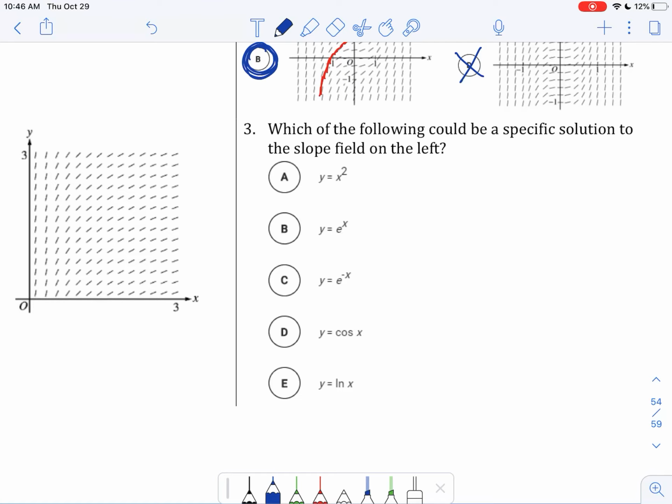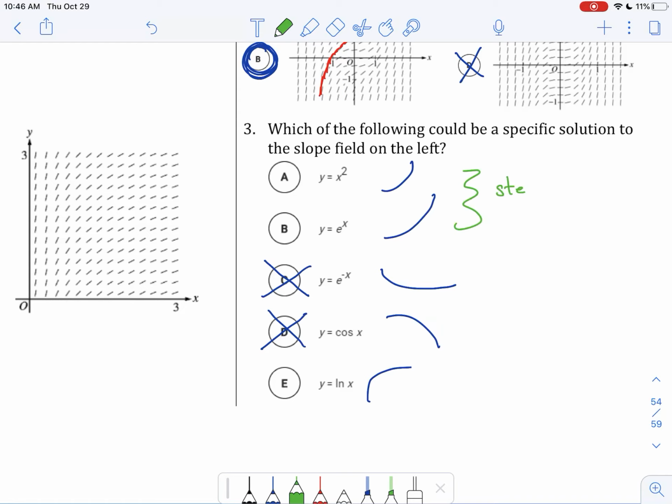If the slopes are always positive between 0 and 3, I can cancel out C and cosine because both of these have negative slopes between 0 and 3. They start out looking like that. Now for A, B, and E, those all have positive slopes going up like this, and then ln of x will go up like this. What I notice about these two here is that they are getting steeper as x increases in this direction.